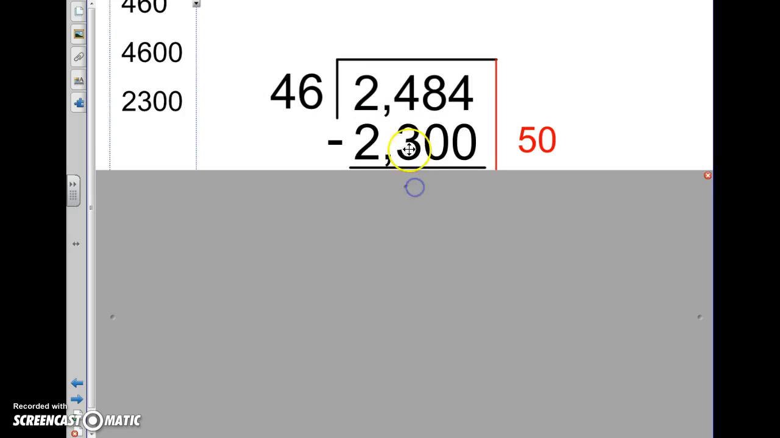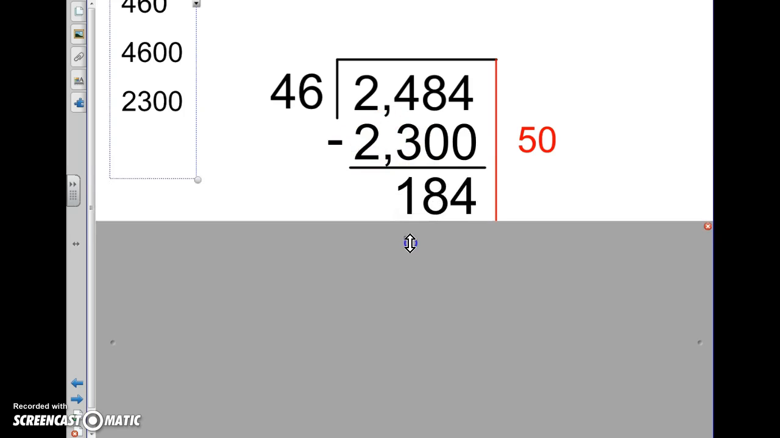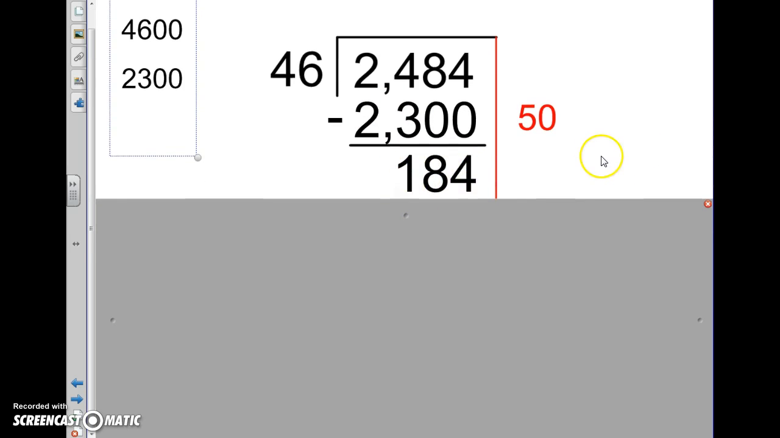So that means I'm going to take 2,300 away. I'm going to find my difference, and I have 184 left. That is a lot more reasonable number. That's a lot easier to work with. So I haven't created a multiple tower. Some of you want to create your multiple towers. It's a nice, useful tool for you to have in your toolbox. I encourage you to do that.